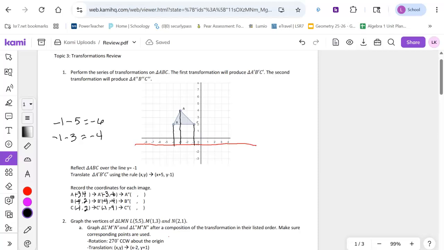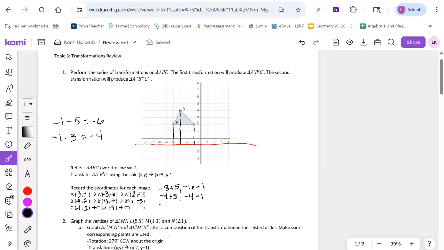Now it says to translate it to the right 5 and down 1. So I'm going to have -3 plus 5, -6 minus 1. -3 plus 5 is 2. And then -6 minus 1 is -7. -4 plus 5, and then -4 minus 1. -4 plus 5 is 1. -4 minus 1 is -5.